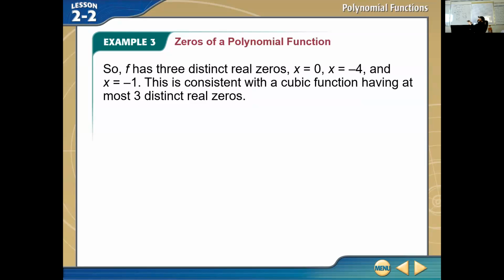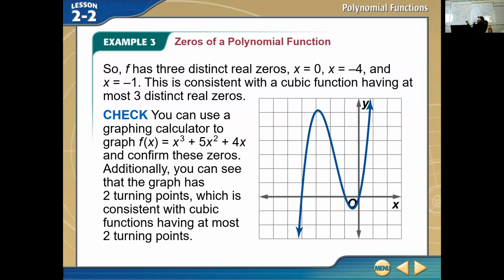And then we can always graph it to check. So this is what the graph would look like. You can see we cross here at 0, we cross here at negative 1, and we cross here at negative 4. Graphing is a good way to check yourself, but they expect you to algebraically solve all of these.